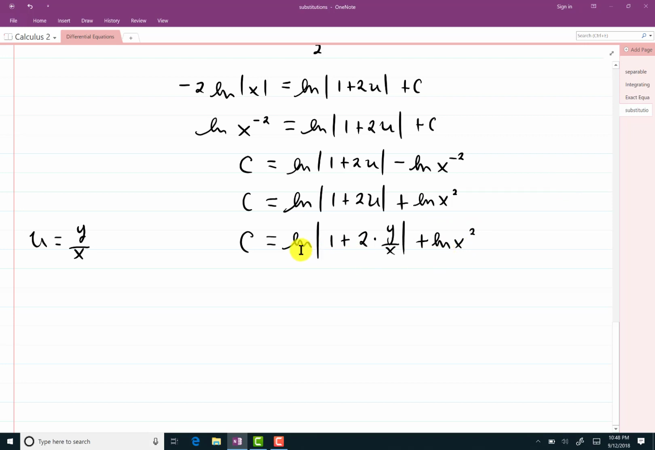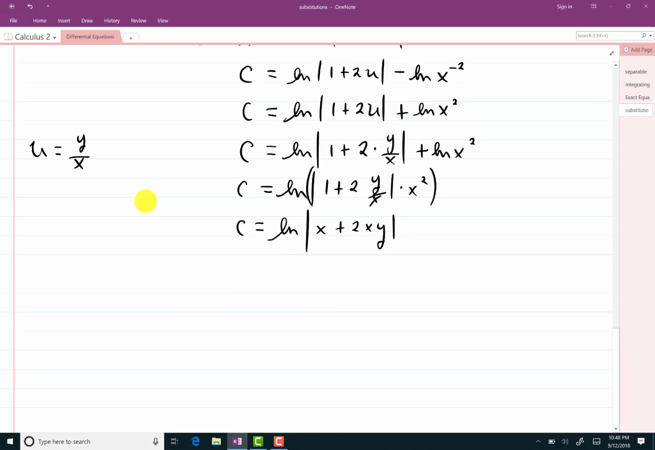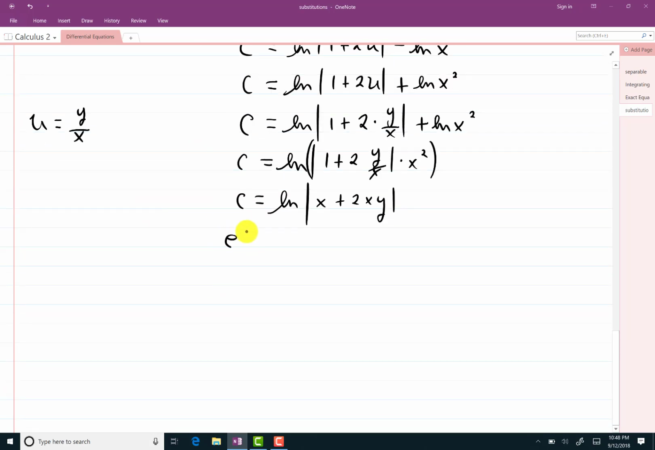Now I'm going to combine the natural logarithms, and I'll get ln absolute 1 plus 2y over x times x squared, and all of that's inside the natural log. I'm going to multiply the x squared through. I'll get ln absolute x plus 2xy, and that equals a constant. I'm going to take e to both sides, so I get e to a constant equals the absolute value of x plus 2xy.